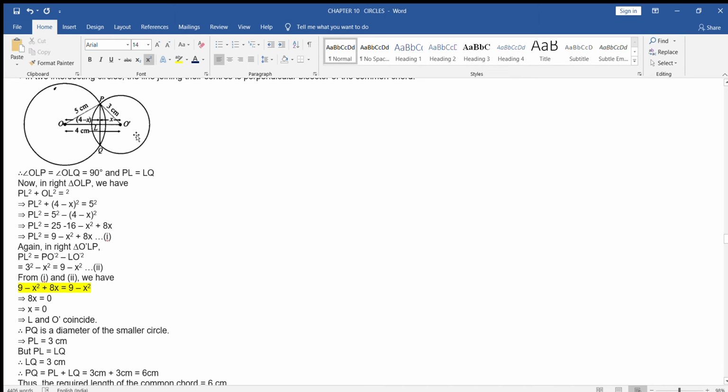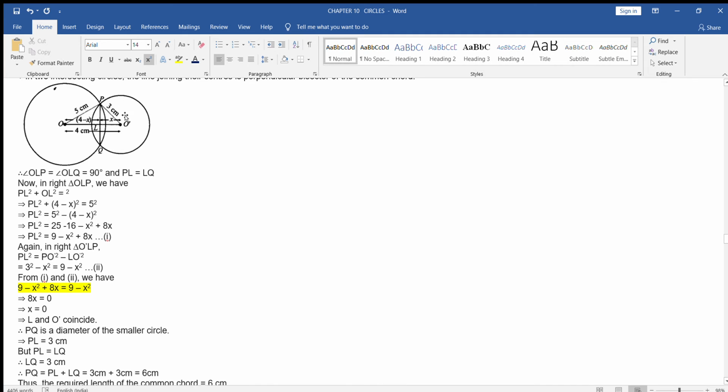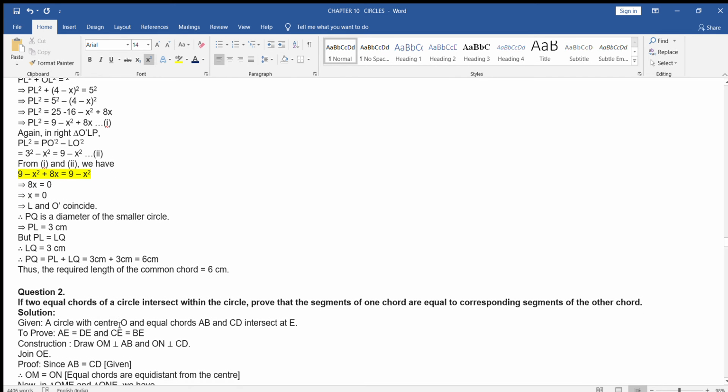This means that PQ is a diameter of the smaller circle. Why? Because this O dash coincides with L, and if it coincides with L, then the whole chord is the diameter, because L to P is the radius. So what will be the value of PL? It is 3 only. If PL is 3, then LQ is also 3, and the whole is 3 plus 3, that is 6. So the length of the required common chord is 6.